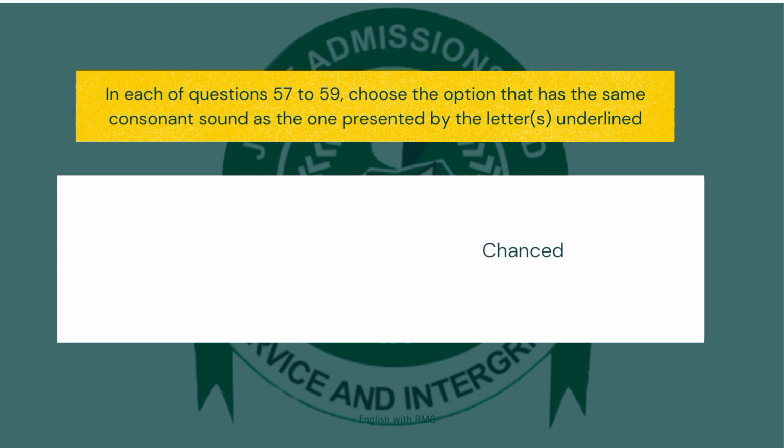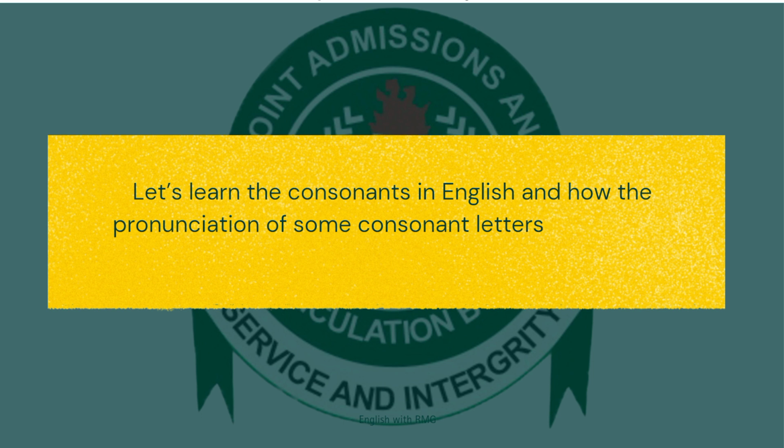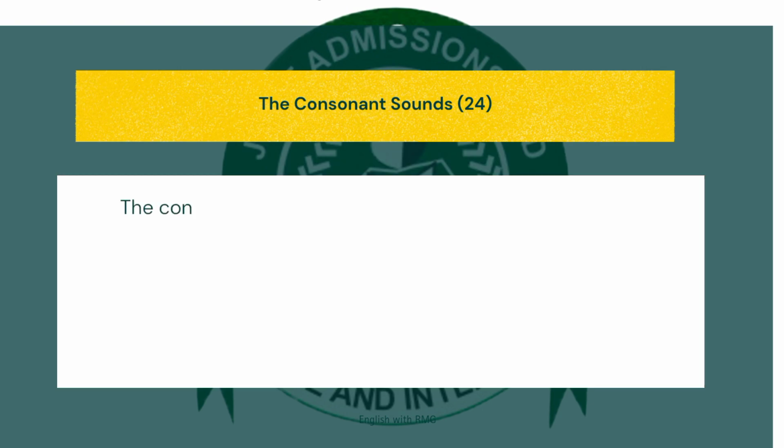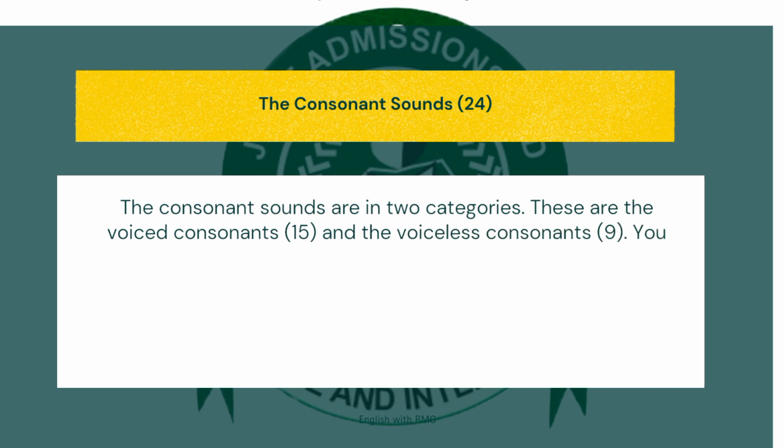Before we answer those questions, let's learn the consonant sounds in the English language and how the pronunciation of some consonant letters can change based on their functions or their environments in pronunciation. The consonant sounds in English are 24 in number, and they are in two categories. These are the voiced consonants, which are 15 in number, and the voiceless consonants, which are 9.